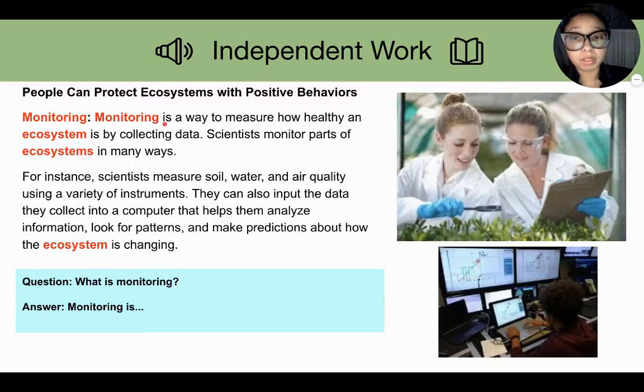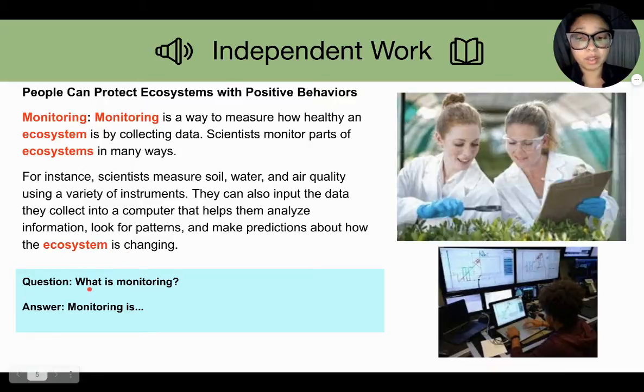Monitoring. Monitoring is a way to measure how healthy an ecosystem is by collecting data. Scientists monitor parts of ecosystems in many ways. For instance, scientists measure soil, water, and air quality using a variety of instruments. They can also input the data they collect into a computer that helps them analyze information, look for patterns, and make predictions about how the ecosystem is changing.